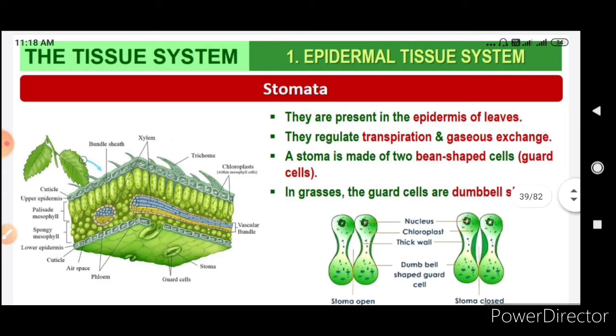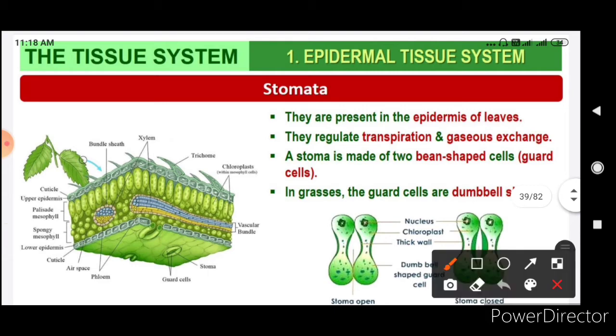The next one is the stomata. Stomata are also present in the epidermal tissue system. They are present in the epidermis of leaves. They regulate transpiration and gaseous exchange. The stoma is composed of two bean-shaped cells which are called the guard cells, and in grasses the guard cells are dumbbell shaped. You have to remember that.